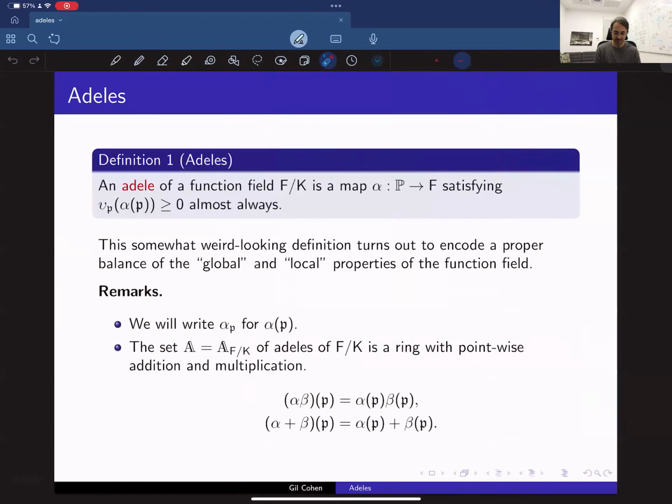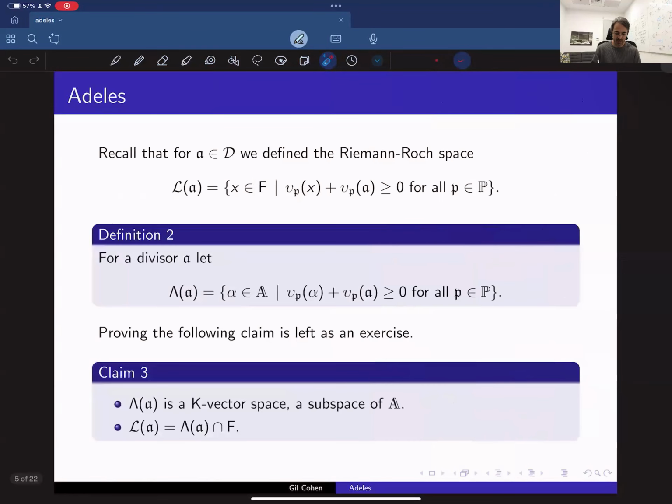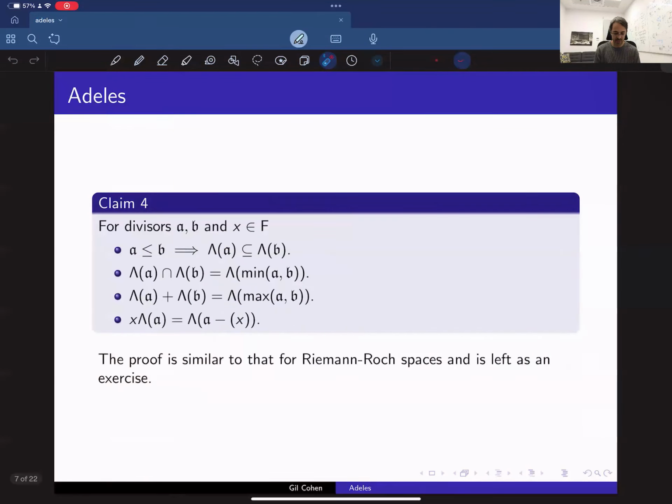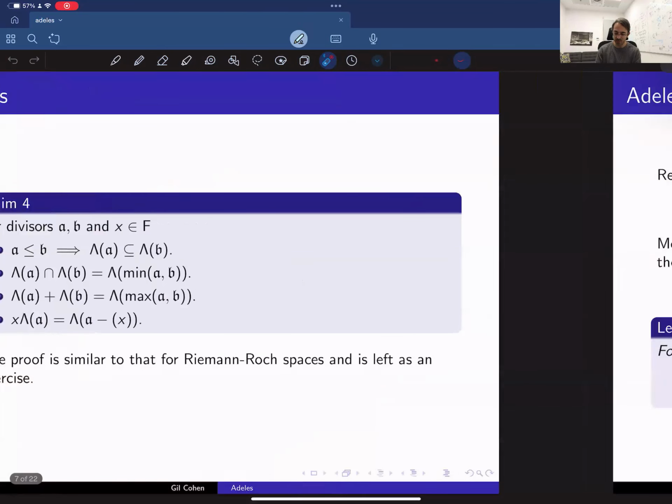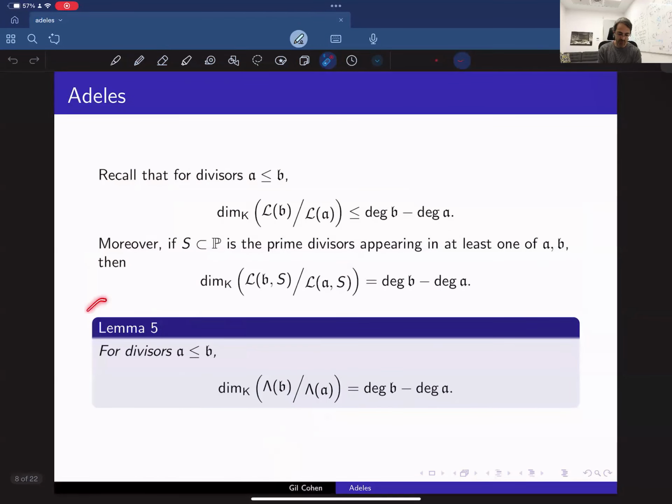So we talked about Adeles, and we had a couple of easy claims which I'm not going to prove. Say this claim, which talks about the relation of the Riemann-Roch space with the Adele Riemann-Roch space, and this claim, which gives the simple properties of Riemann-Roch spaces of Adeles. But one of the two results I do want to prove now is this lemma.